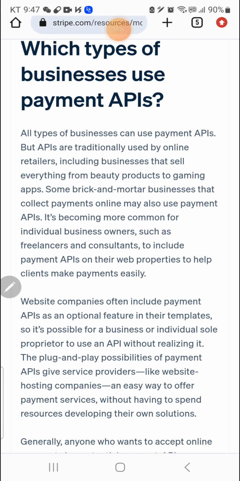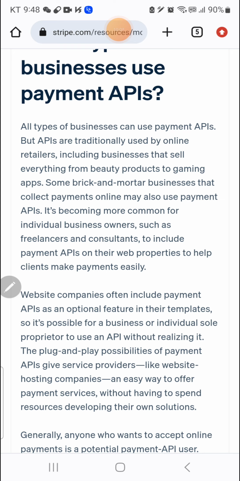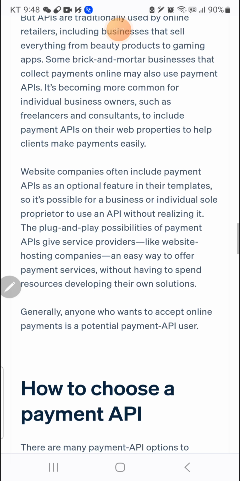Some brick-and-mortar businesses that collect payments online may also use payment APIs. It's becoming more common for individual business owners such as freelancers and consultants to include payment APIs on their web properties to help clients make payments easily. Website companies often include payment APIs as an optional feature in their templates, so it's possible for a business or individual sole proprietor to use an API without realizing it.